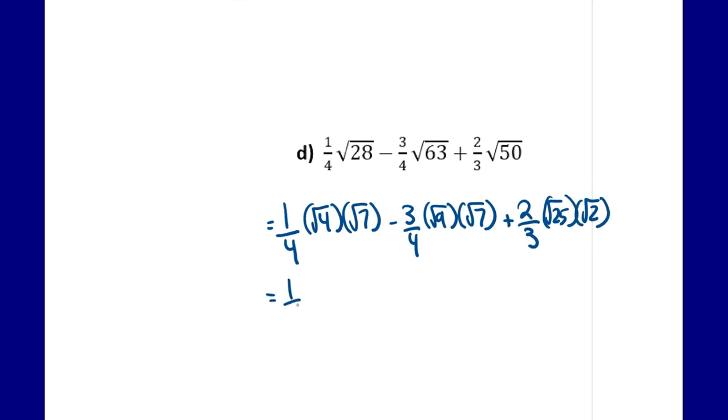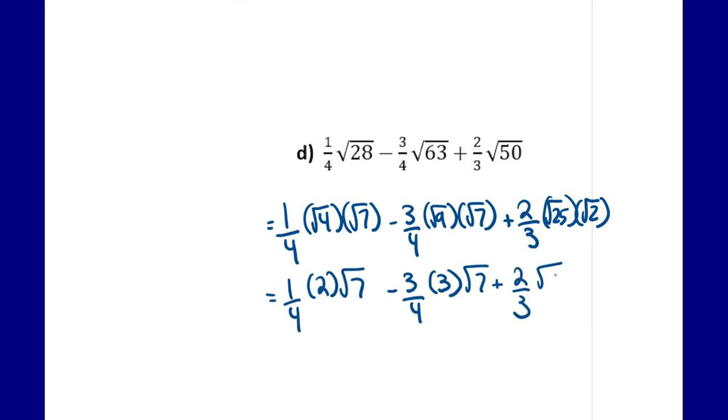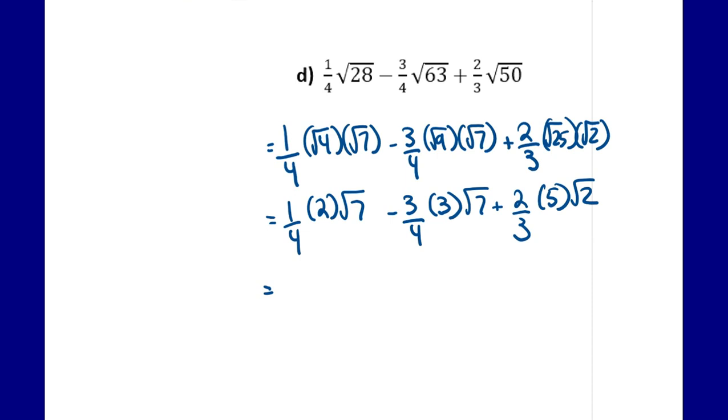I go through and simplify. 1 over 4, root 4 becomes 2, root 7 stays, minus 3 over 4 times 3, root 7, plus 2 over 3 times 5, root 2. Simplify, so 1/4 times 2 is 2/4 root 7, minus 3 times 3 is 9/4 root 7, plus 2 times 5, which is 10/3 root 2.